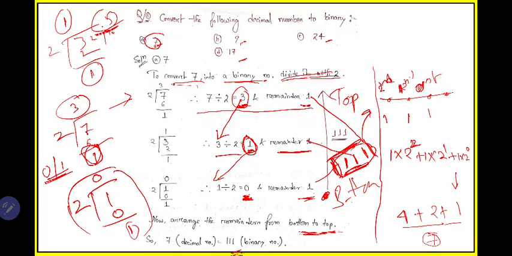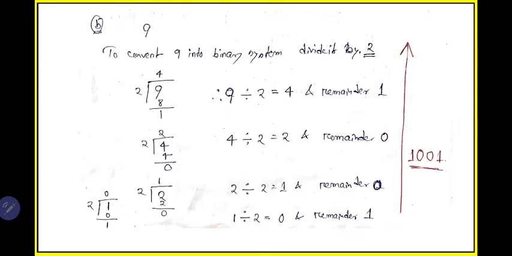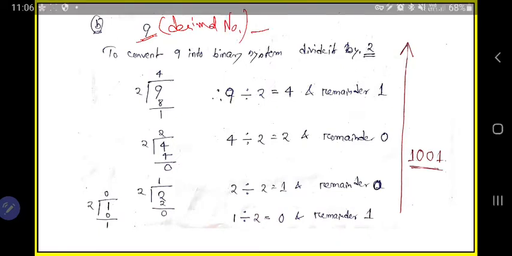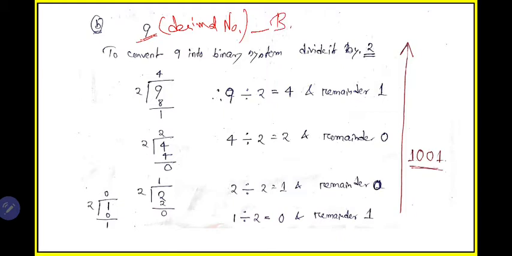Let us try the next one. The next one says convert this 9, this is a decimal number, into binary.